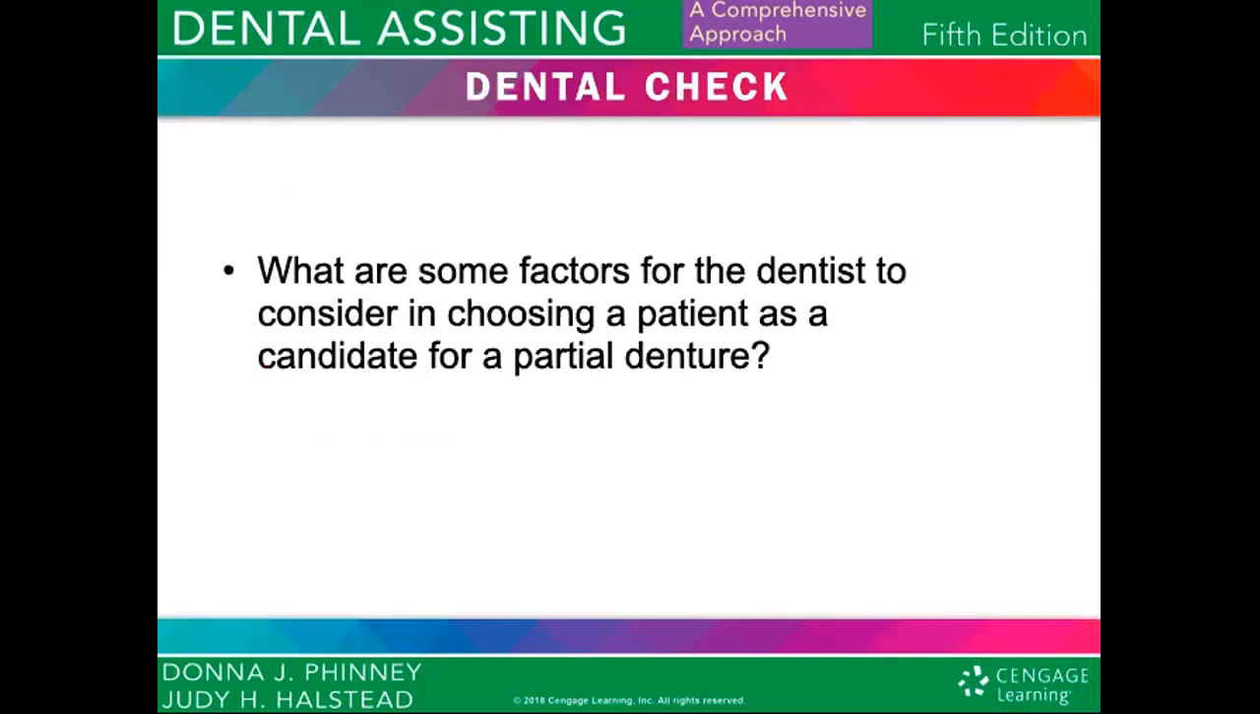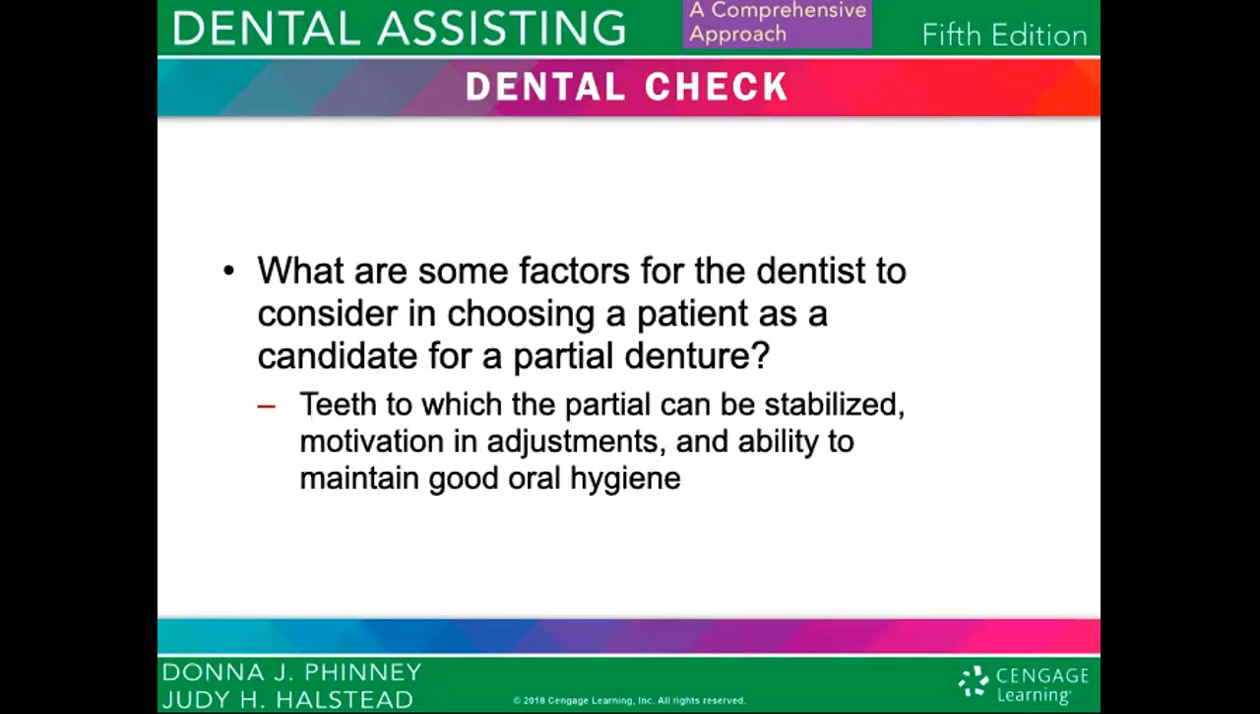So what are some factors for the dentist to consider in choosing a patient as a candidate for a partial denture? We talked about this a little bit before, and the answer is there should be teeth to which the partial can be stabilized. So no teeth with abnormal root structure or bone loss. There should be motivation and adjustments and ability to maintain good oral hygiene. These are just some of the considerations that were mentioned before.